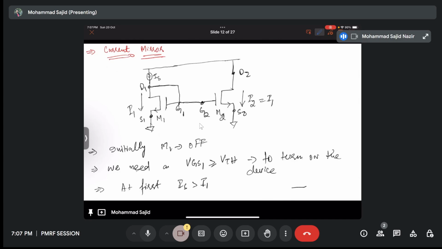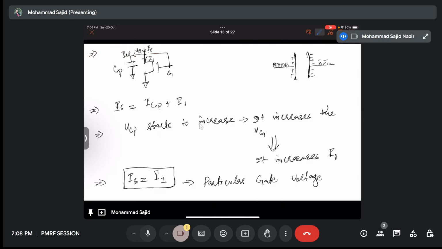Next, we can discuss the current mirror. Initially, let's say M1 is off. We need a VGS value which is greater than VTH to turn on the device. At first, IS is greater than I1. So what happens is the parasitic capacitance starts charging, like here, CP, and its voltage starts increasing. So once its voltage starts increasing, VG starts increasing. So when VG starts increasing, I1 starts increasing.